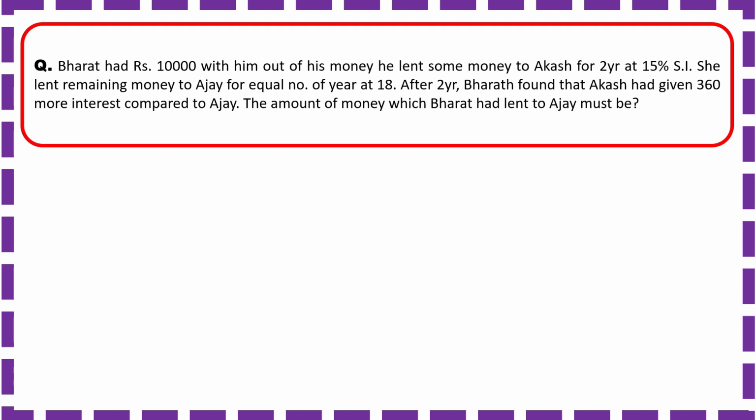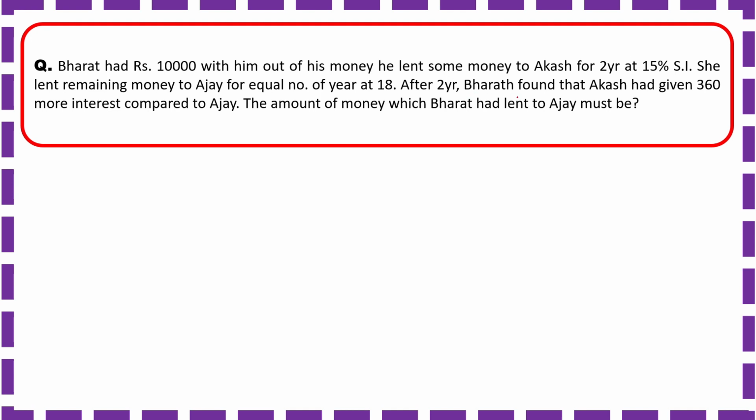Bharat had rupees 10,000 with him. Out of his money, he lent some money to Akash for 2 years at 15% simple interest, and lent the remaining money to Ajay for an equal number of years at 18%. After 2 years, Bharat found that Akash had given 360 rupees more interest compared to Ajay. The amount of money which Bharat had lent to Ajay must be.